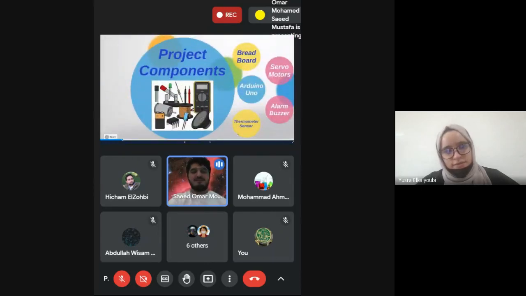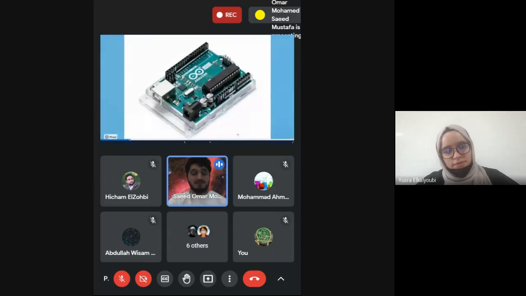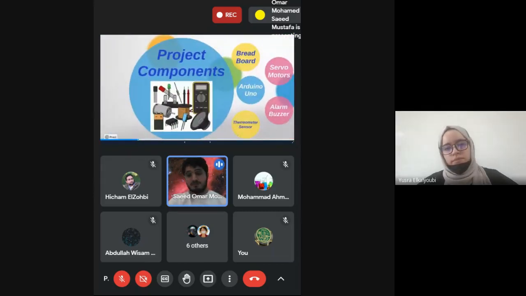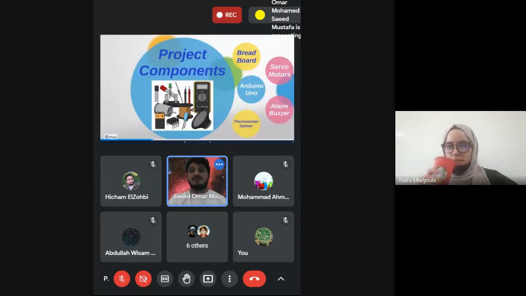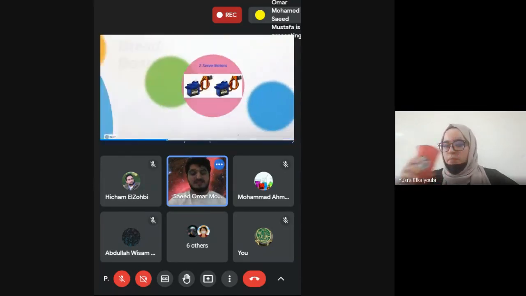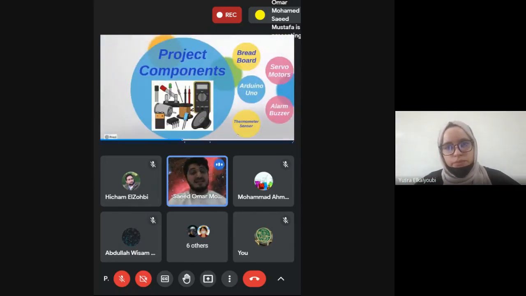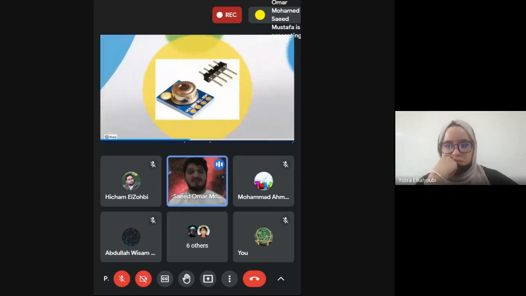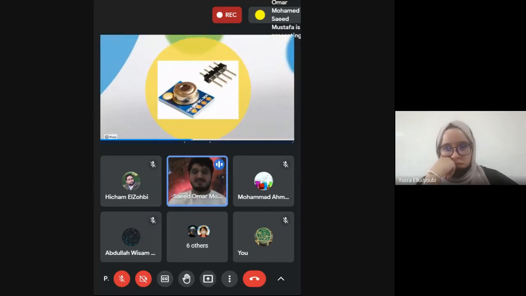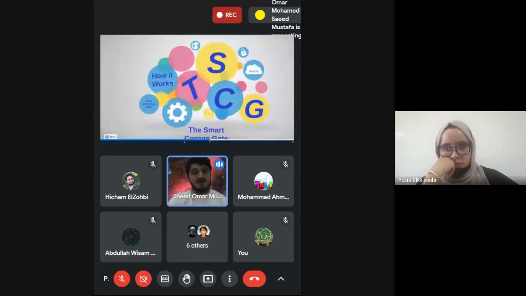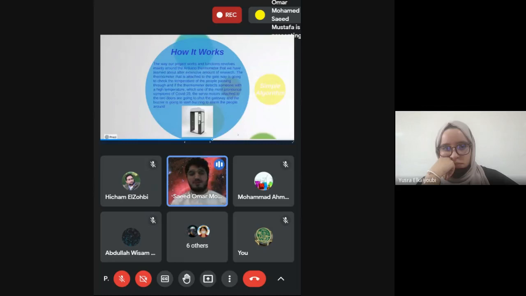So in our project, we use a lot of components. And as we know, for every Arduino project, we need a motherboard. And in our project, we use the Arduino Uno motherboard. We also used a lot of components, one of them being the breadboard. We also used 2 servo motors for the gates, and we used an alarm buzzer to be able to alarm the people around the infected person. And lastly, and most importantly, we used a thermometer sensor to be able to detect if the passerby has a high temperature or not. So how does our project work? The way that our project works and functions, as I said, revolves mainly around the Arduino Uno thermometer that we have learned about after extensive research.